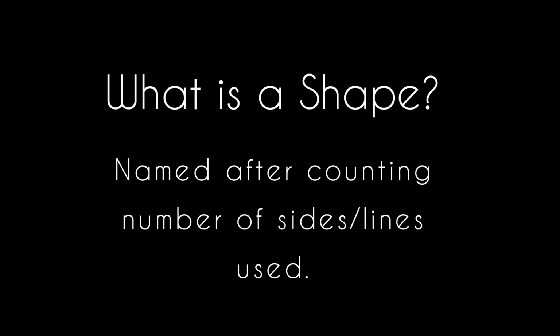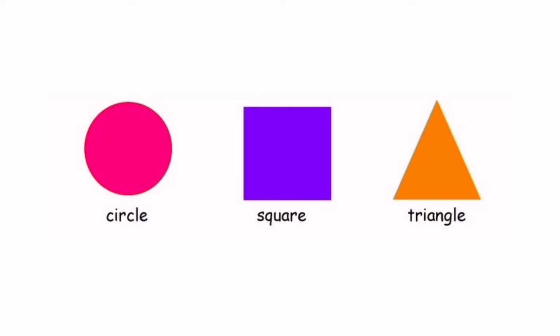If you check the number of sides or number of lines used, if just one line is used in a curvy form, it can become a circle. Then three lines can make a triangle. So just like that, it is named. Now let's have a look at the basic shapes.